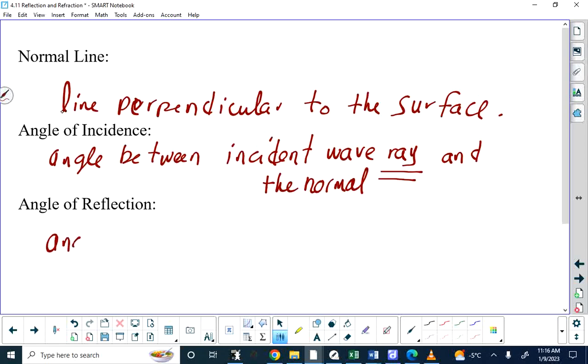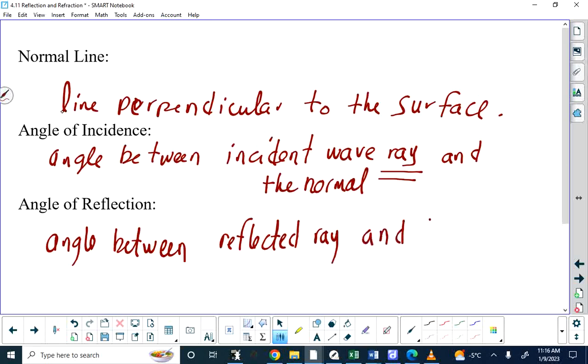An angle of reflection is the angle between, sorry, I've been away a couple weeks, I'm forgetting how to write certain things on the board. Angle between the reflected ray and the normal.